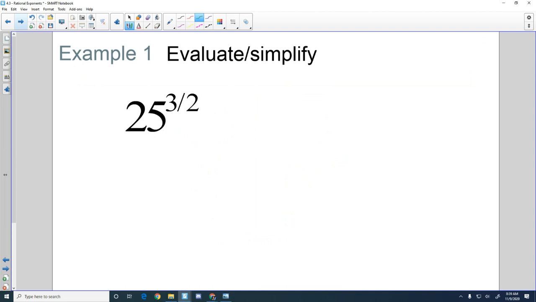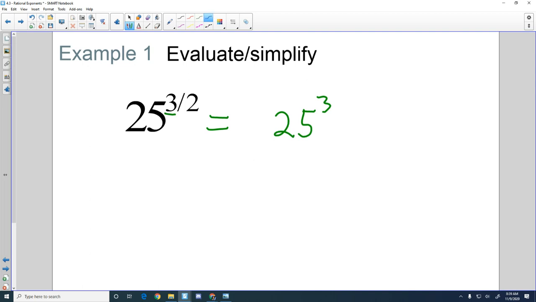All right, so 25 to the 3 halves. Here we have a rational exponent of 3 over 2. There's a numerator and there's a denominator. So the numerator is the 3. The 3 stays put. So it's still going to be 25 to the third. The 3 stays exactly where it is.